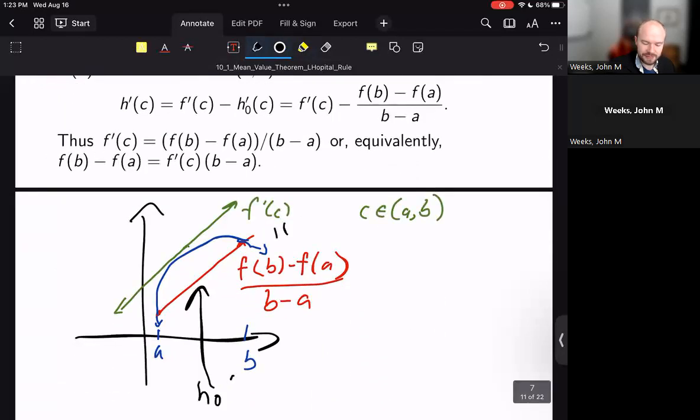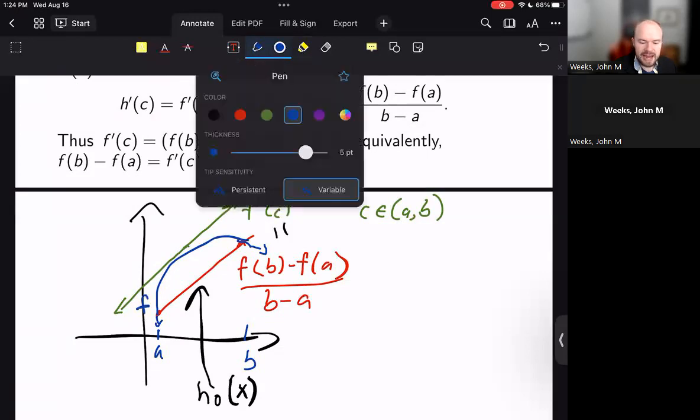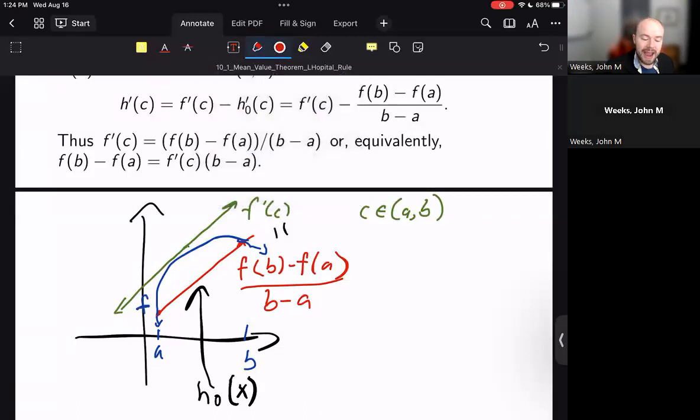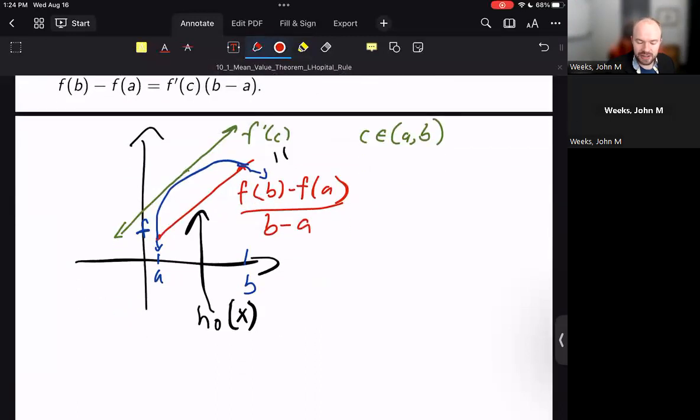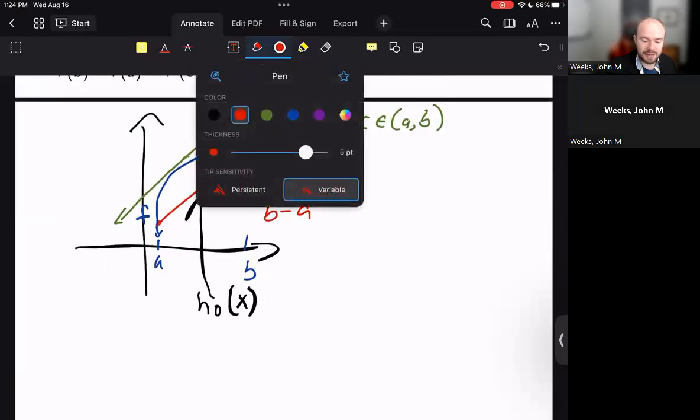This is h naught of x. Here, the function f is the blue line, and the red line underneath is h naught of x. So here's what I'm going to do. I'm going to take the function f, and I'm going to bring it down. I'm going to subtract the function h naught from the function f. Well, what happens when I do that?